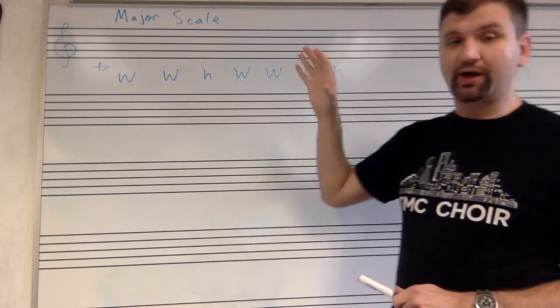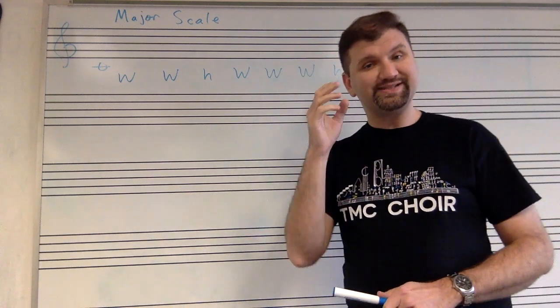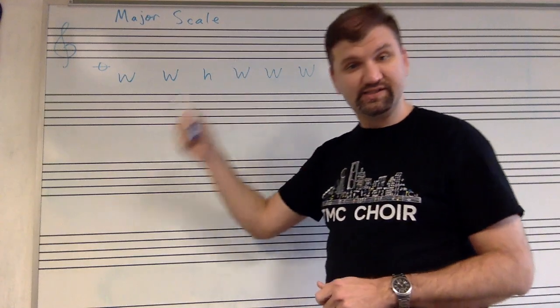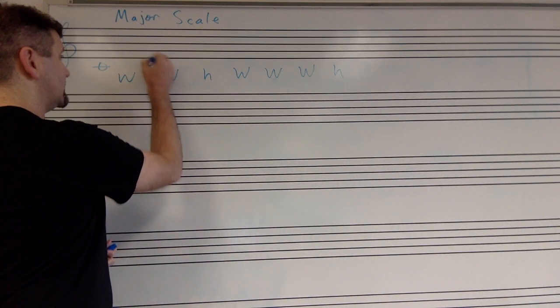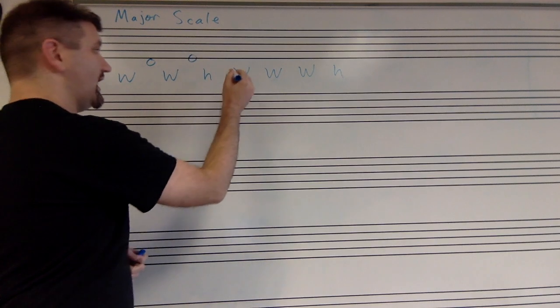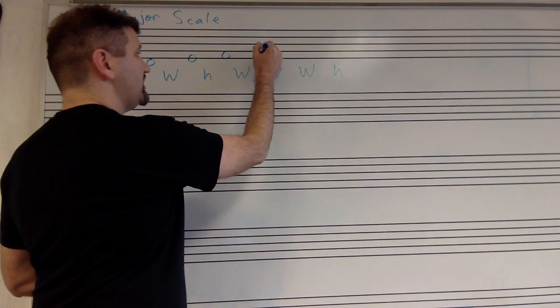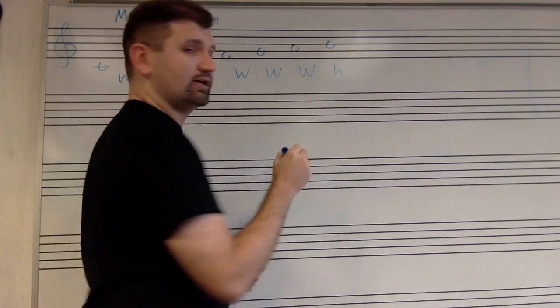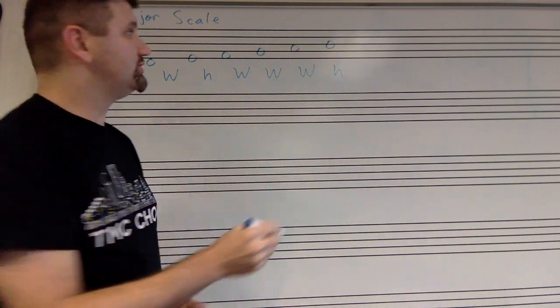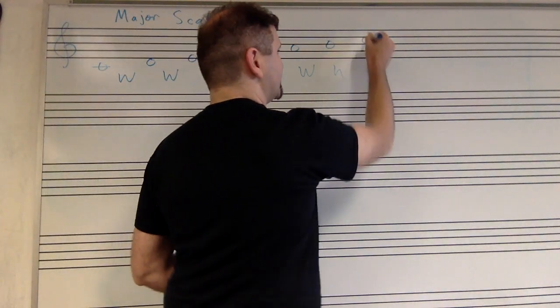Now, if we were to start a major scale on C, we would get C, and then D, E, F, G, A, B, and then a half step up to C.